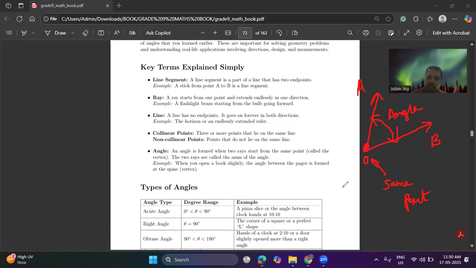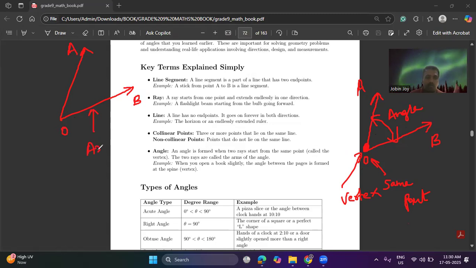This same point is called the vertex. We call this point the vertex. And these two rays, for example this OB and this OA, are called arms. OA and OB are called arms of the angle. So this is my angle, and OA and OB are the arms of the angle.